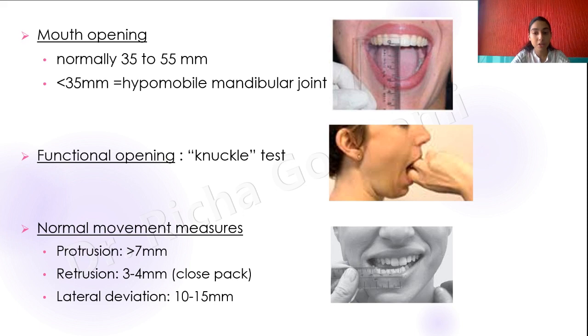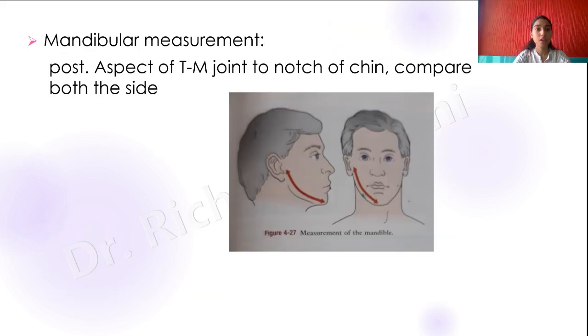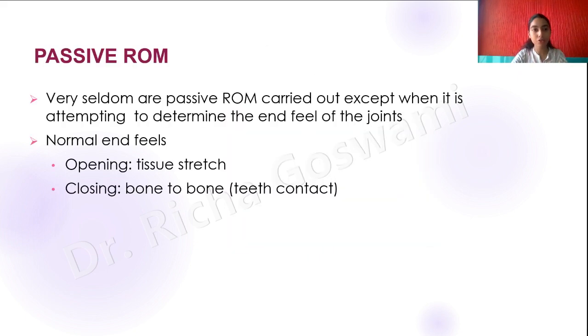For normal movement measurements, values for protrusion, retrusion and lateral deviation are given here. You can measure in your patient and compare with these measurements. Also check the mandibular measurement, whether there is any developmental problem with the mandible or not. So check for that also and compare bilaterally.